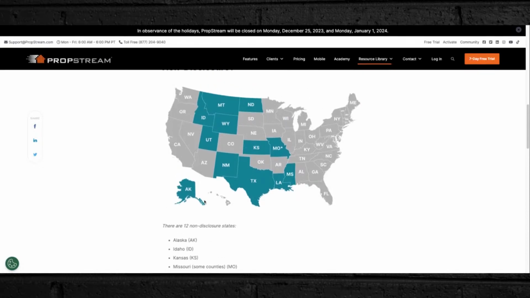the rest are disclosure. For the majority of wholesalers, Kansas is going to be big, Texas and Louisiana. For most metro markets, Texas is the big one. And now if you're in Houston, Texas, I want to give everyone a quick tip.